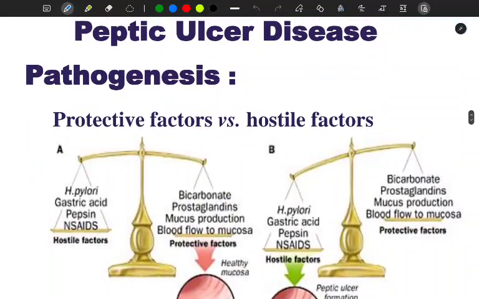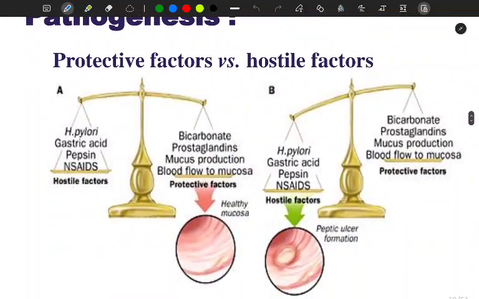So, peptic ulcer disease pathogenesis: the protective factors versus the hostile factors. The hostile factors are H. pylori, gastric acid, pepsins, and NSAIDs, and we look at the protective factors. Whenever the protection is more, we are fine. The protective factors are bicarbonate, mucus production, prostaglandins, and blood flow, with no ischemia, so they are protected with healthy mucosa. It's a balance between the factors. Next, please.